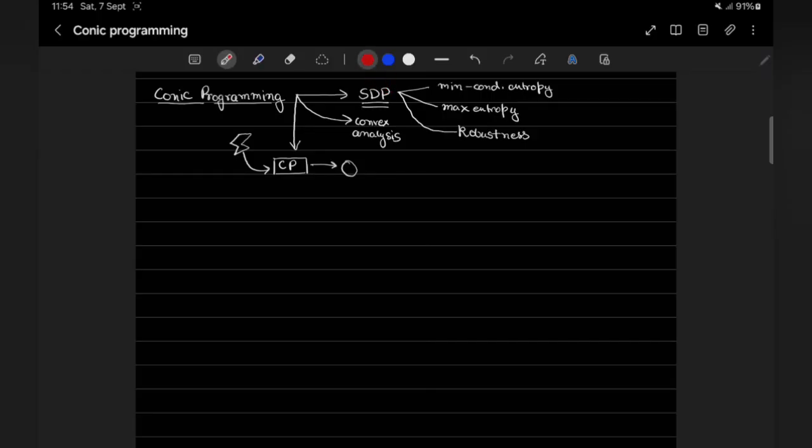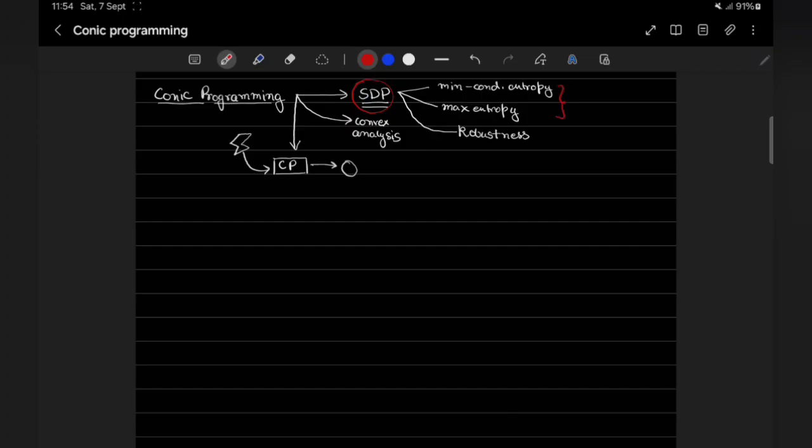A subclass of conic programming called semi-definite programs finds a lot of usefulness in quantum information theory, particularly a lot of entropic quantities like min conditional entropy, max entropy. Further, a lot of measures of resources like entanglement, then coherence, can be analyzed by using semi-definite programs. Particularly, there is some specific kind of quantities that I have highlighted here.